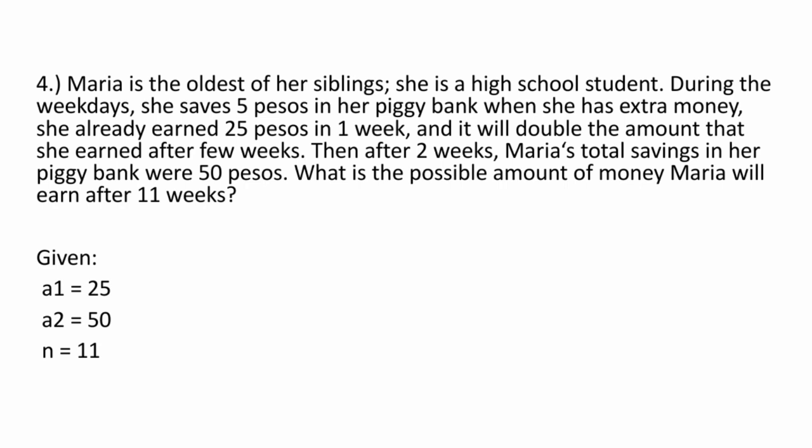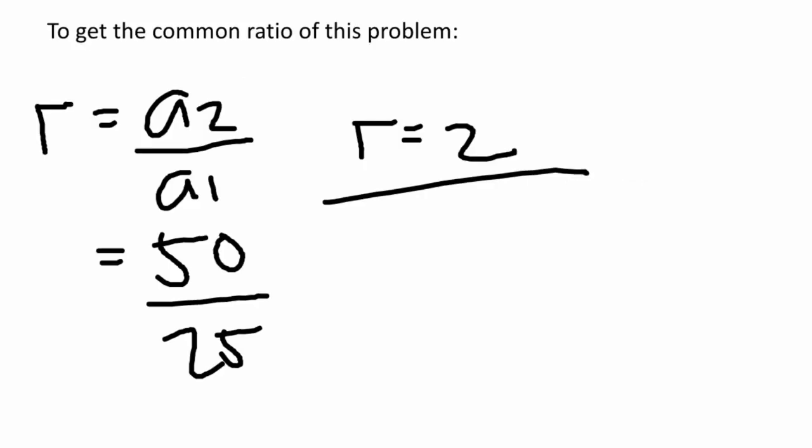So the given are, the first term is 25, the second term is 50, and the number of terms is 11. So the common ratio of this problem or situation is 2, because 50 divided by 25 is 2, because in the formula, r equals the second term divided by the first term.